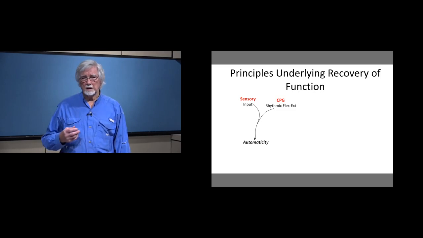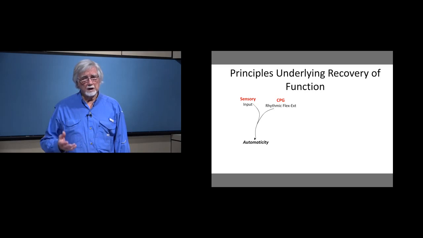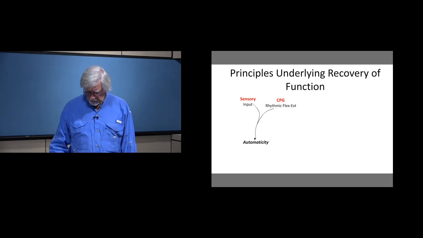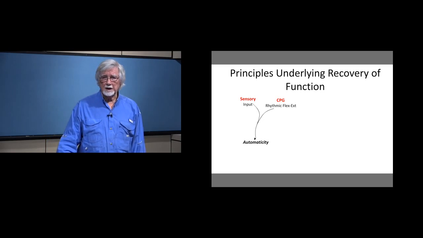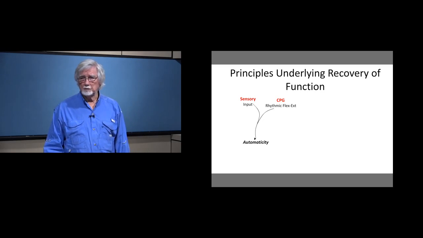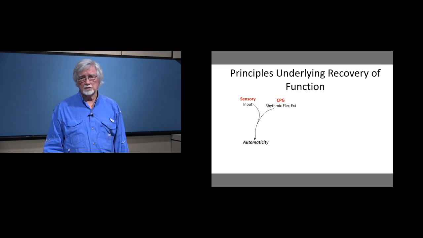Now, one of the concepts and the phenomenon that has been known for many years is the idea of central pattern generation. And that is that these networks within the spinal cord can generate rhythmic activity without any input from the brain, or actually without any input from the sensory system. But here you see sensory system and CPGs are projecting to the automaticity. But this is really just part of the sources of the automaticity, but they're two very important sources, as you will see as we move forward.